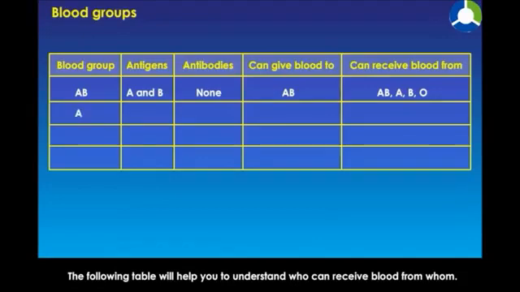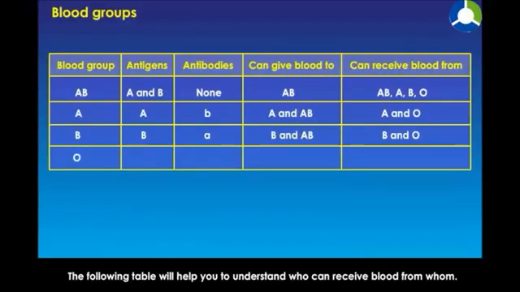Blood group A contains antigens A and antibodies B. They can give blood to blood group A and AB. They can receive blood from group A and O. Blood group B. They contain antigens B and antibodies A. They can give blood to group B and AB. They can receive blood from group B and O.